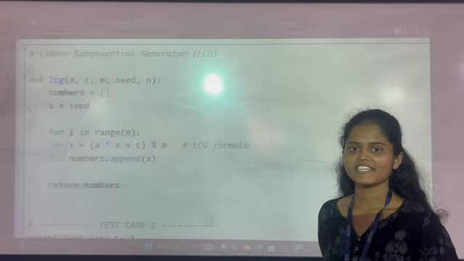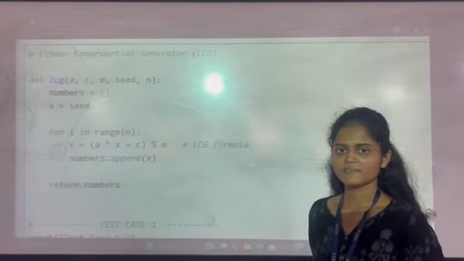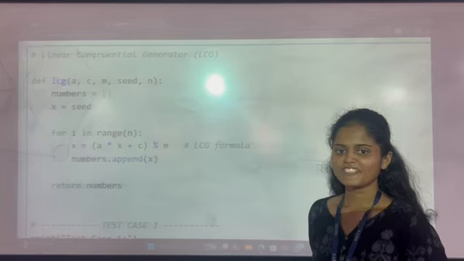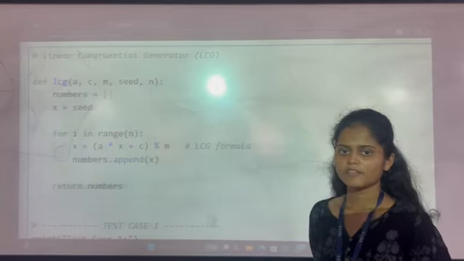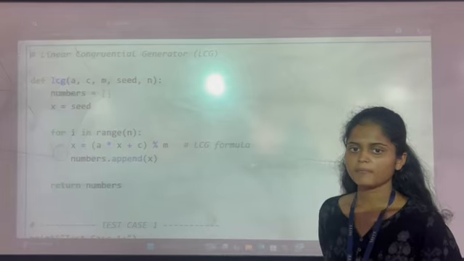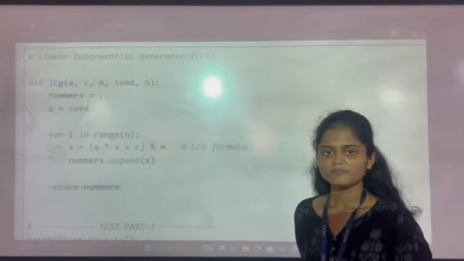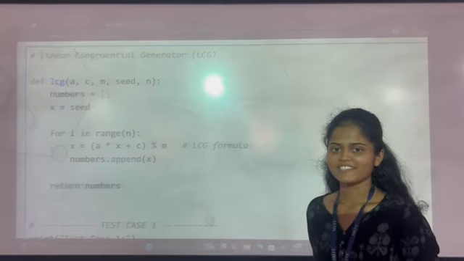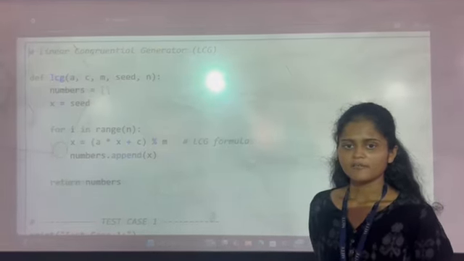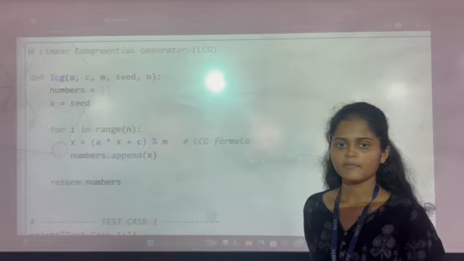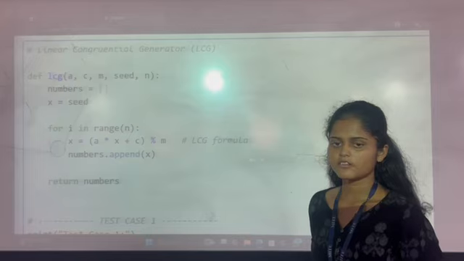The period of an LCG is the number of values generated before the sequence starts repeating. A good LCG should have a full period, meaning it generates all possible values before repeating. The maximum possible period is equal to m. For a full period, the following conditions must be satisfied: c and m must be co-prime, and a minus 1 must be divisible by all prime factors of m.